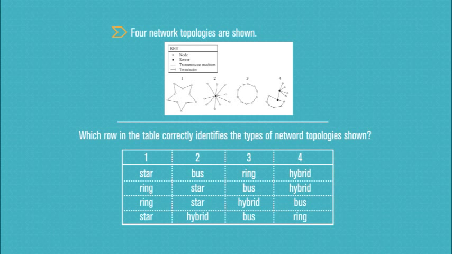Number 2, that's a star. Number 3, that looks like a ring, is actually a bus because it's got terminators at each of the ends that you can see. Even though it's in a ring shape, it's actually a bus network. And number 4 is a hybrid. So the answer to that one is B.